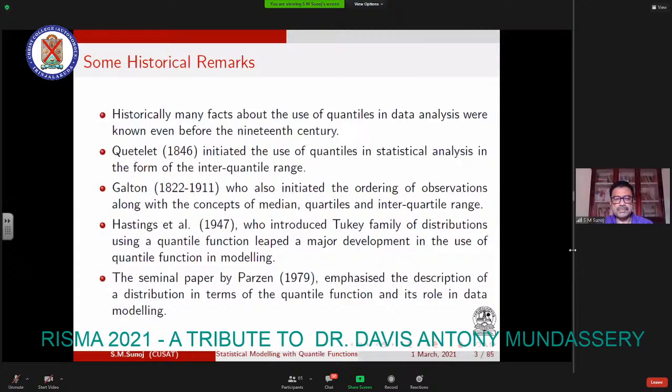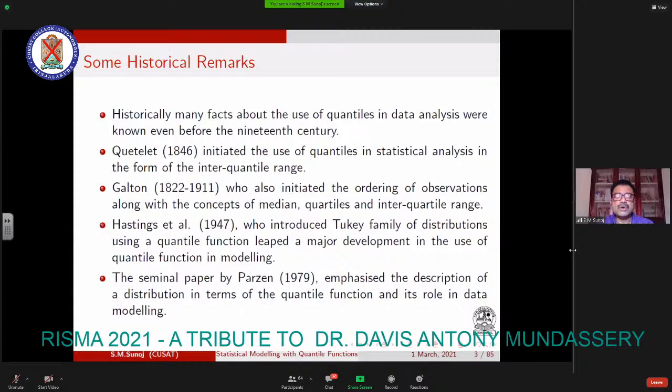Now, some historical remarks. Historically, many facts about the use of quantiles in data analysis were known even before the 19th century. Actually, Quetelet in 1846 initiated the use of quantiles in statistical analysis in the form of the interquartile range.